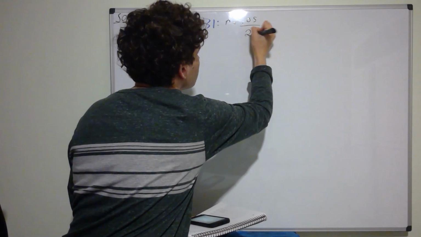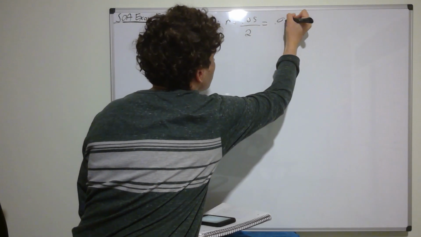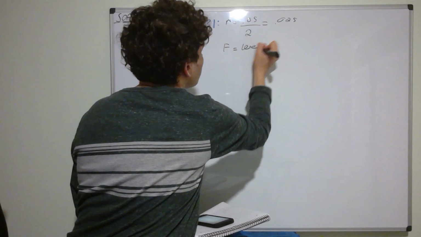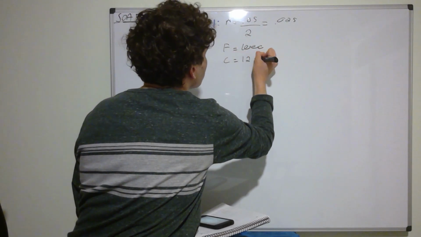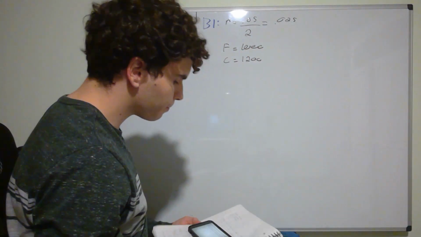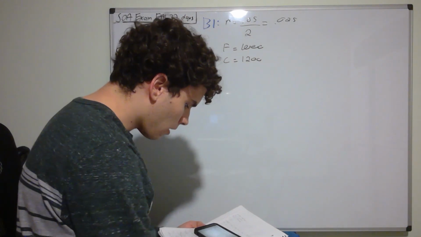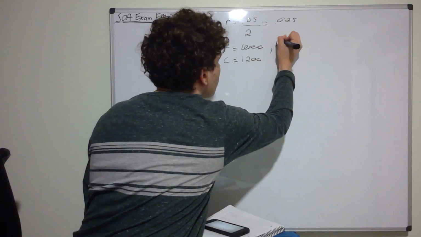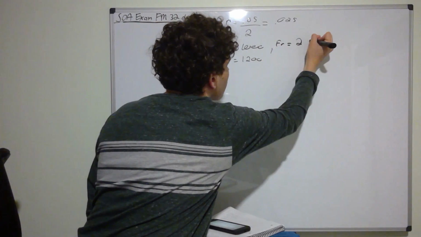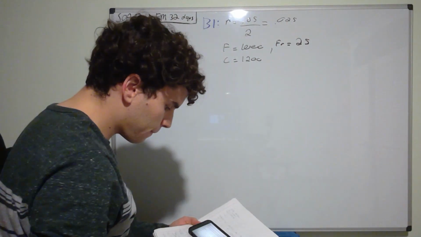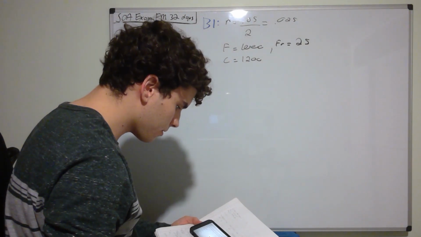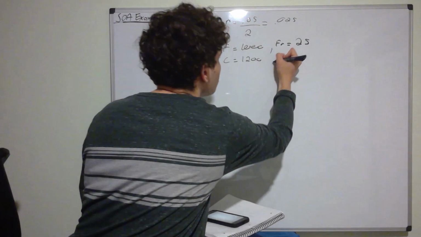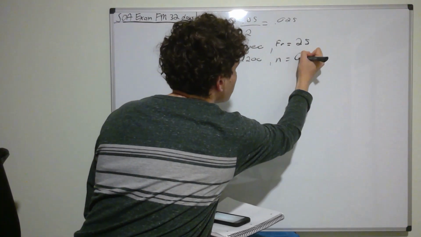Okay, so we have R equals 0.505% divided by 2 because it's semi-annually, so it's 0.025. F is equal to 1,000. I believe C is equal to 1,200. It's not a par bond. So FR would be 25. N is, so it's 30 years, so semi-annually, N is equal to 60, because 30 times 2 is 60.